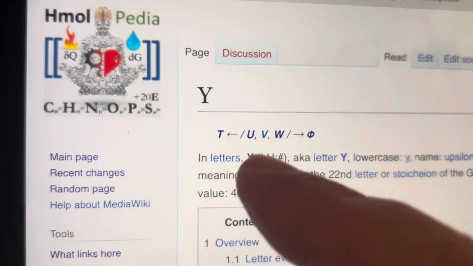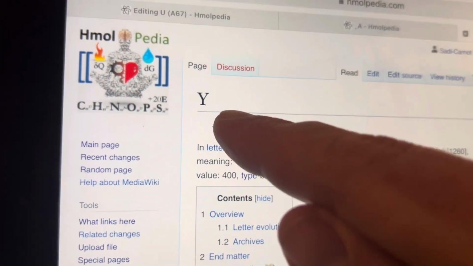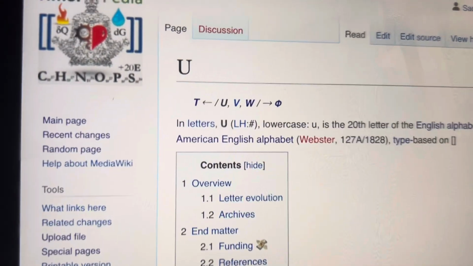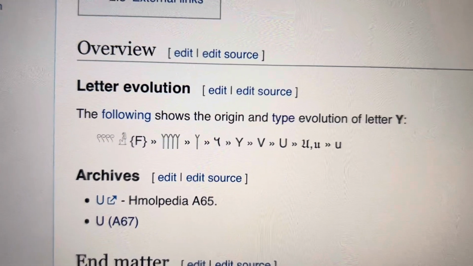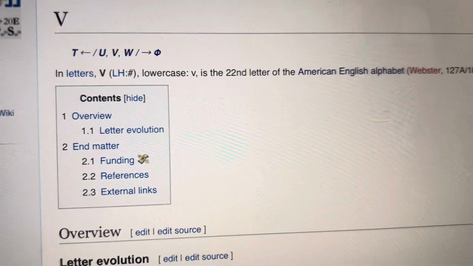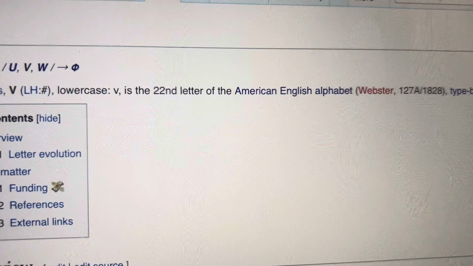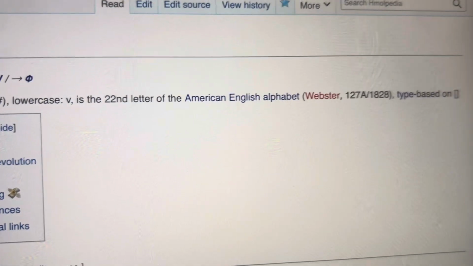Now, Y split into 3 different letters as it evolved. U is one form of the letter. V is another form of the letter. It became the 22nd letter of the American English alphabet.